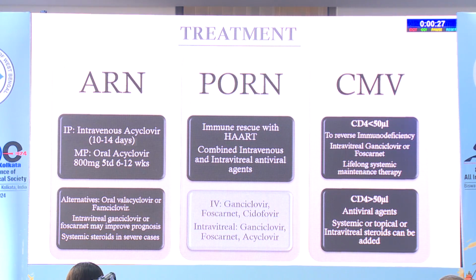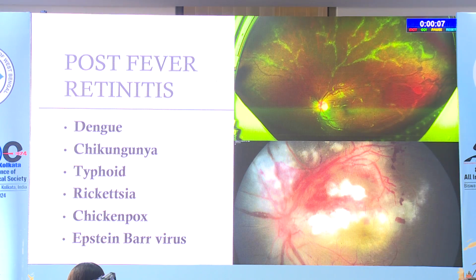I don't want to go into the details of the treatment. ARN is treated with intravenous acyclovir with intravitreal ganciclovir, and PORN is treated with intravenous acyclovir and intravitreal ganciclovir. And CMV is treated with intravitreal ganciclovir, followed by oral valganciclovir.